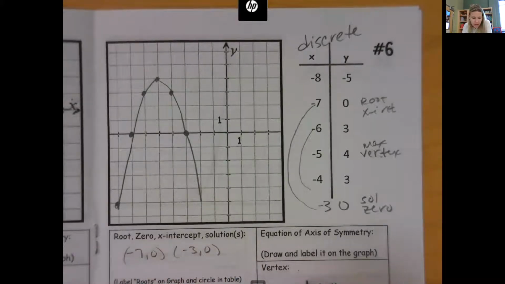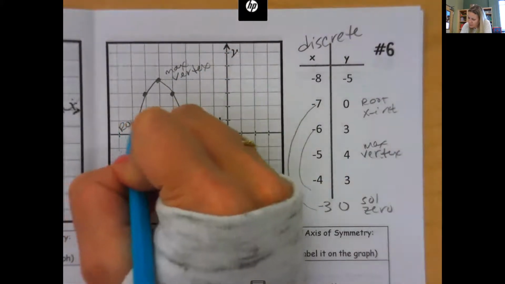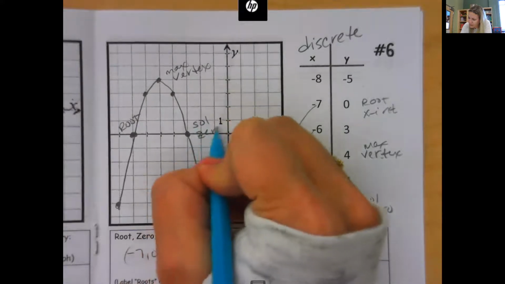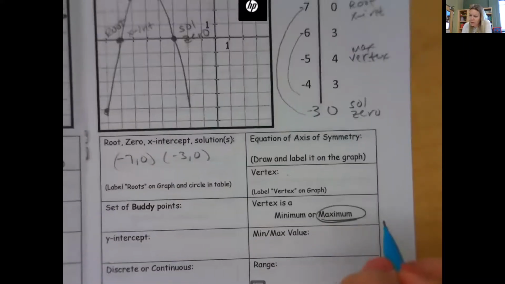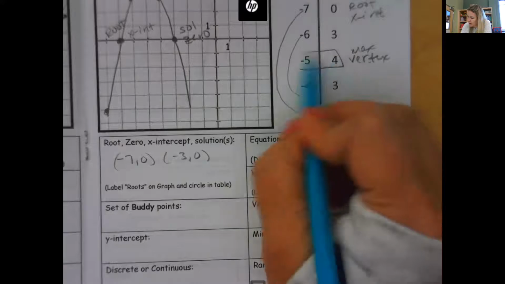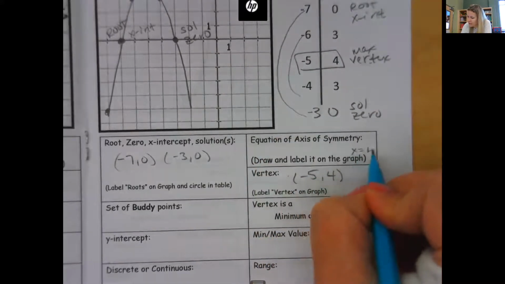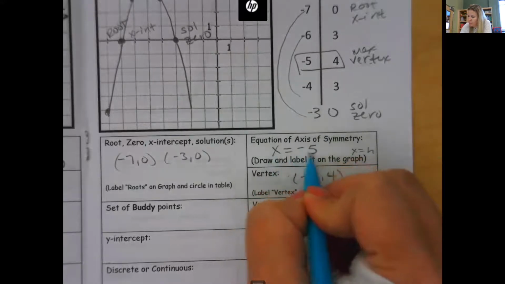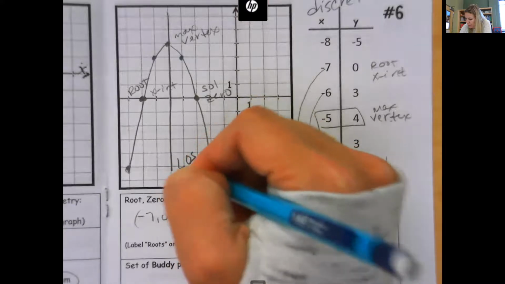Our vertex, label it on the graph. It says this is our max vertex. Right, we labeled them in the table. If you labeled them on the graph too, that's fine. Remember, you need to learn all 4 of those words, and make sure you label it as a max vertex. When you come down here, we said it was -5, +4. Axis of symmetry, remember x equals h, so x equals -5. Put it on the graph. Line of symmetry, x equals -5. You can see we went through -5 on the x-axis.